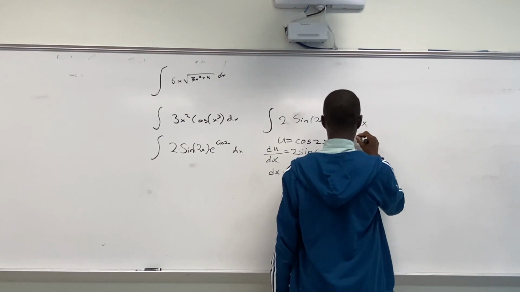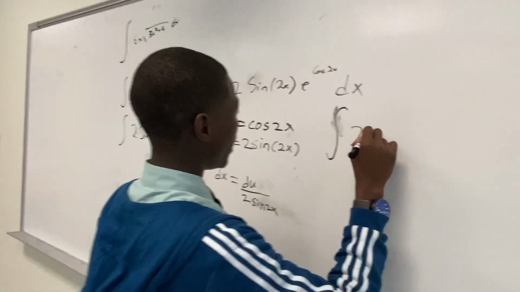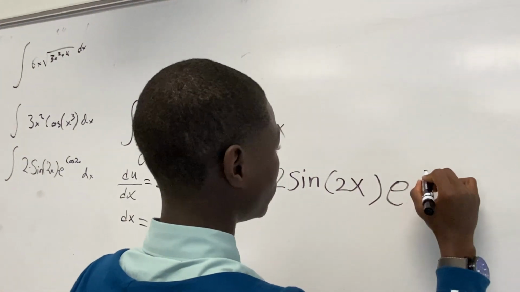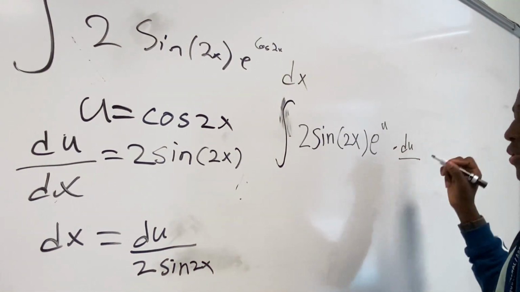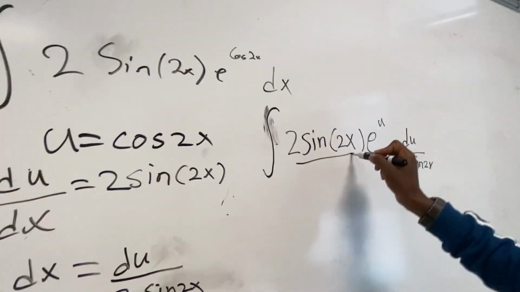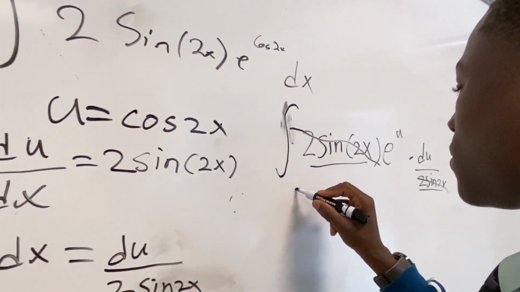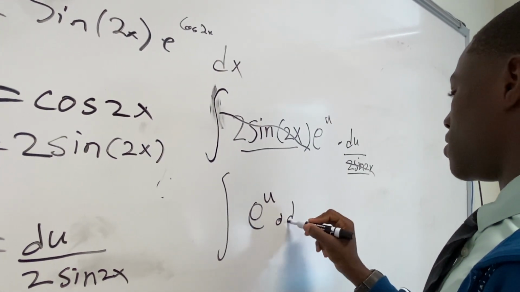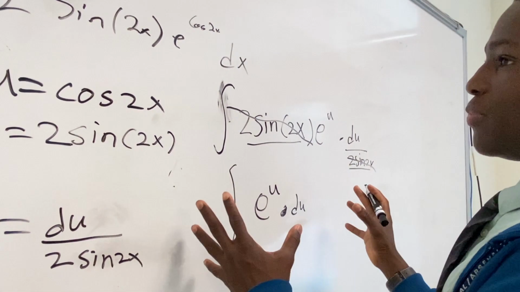So we'd get, my bad, I'm very bad at drawing the integration sign. So we get 2 sine 2x, e raised to power u times du all over 2 sine 2x. Now what you notice is that this and this are the same thing. So you just draw a nice slash through. Bam, bam. And then you are left with e raised to power u times du. That's basically it. You've gone from here to there.